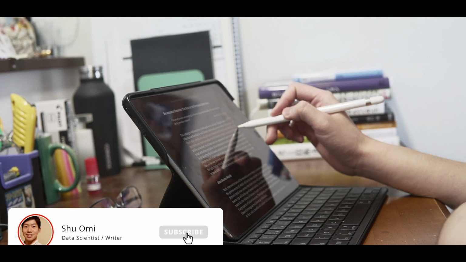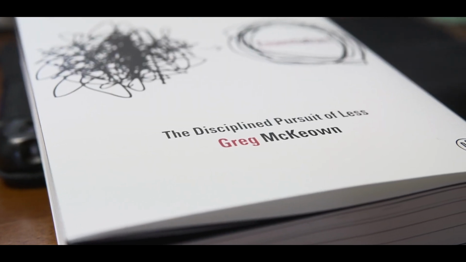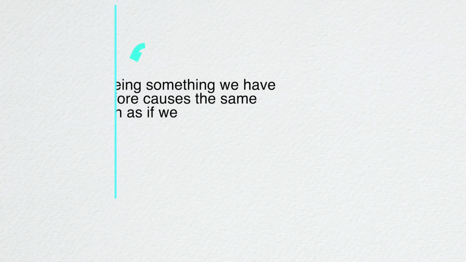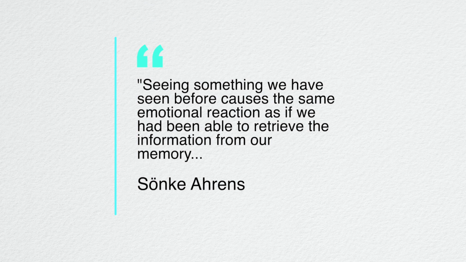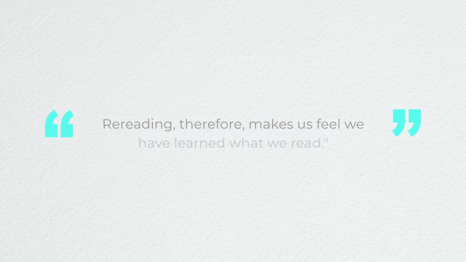Rereading is particularly dangerous because the moment we become familiar with something, we start to believe we also understand it, when in fact we don't. Seeing something we have seen before causes the same emotional reaction as if we have been able to retrieve the information from our memory. Rereading therefore makes us feel we have learned what we read.